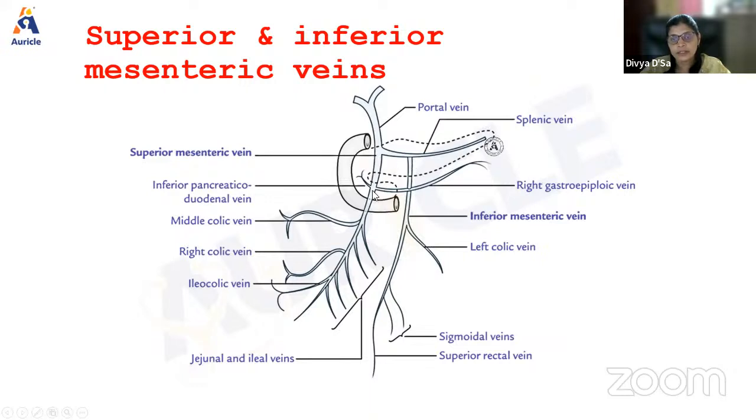Its tributaries include the inferior pancreaticoduodenal vein, the right gastroepiploic vein, the middle colic, right colic, and ileocolic veins, as well as the jejunal and ileal veins. The inferior mesenteric vein begins in the lesser pelvis, where the superior rectal vein continues as the inferior mesenteric vein. It is joined by the sigmoid veins as well as the left colic vein.